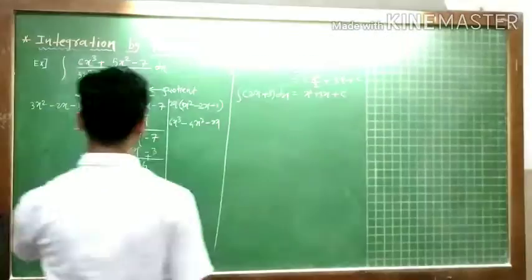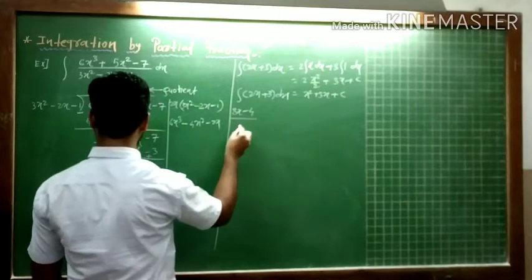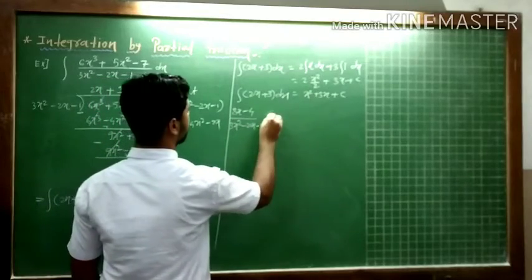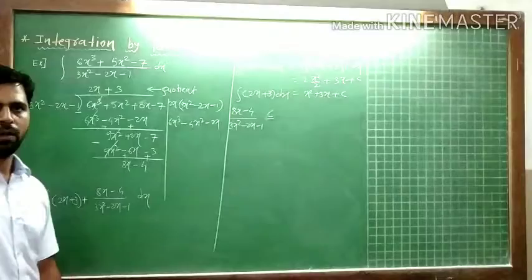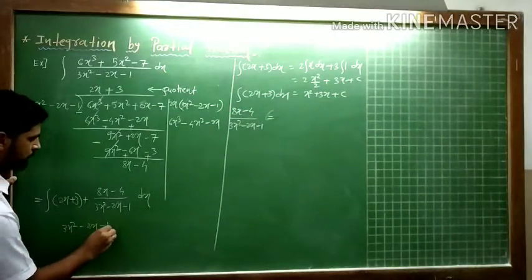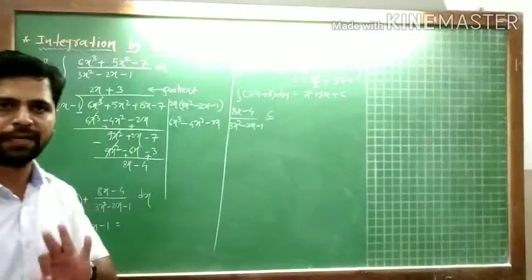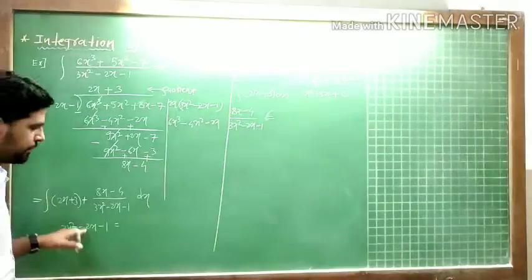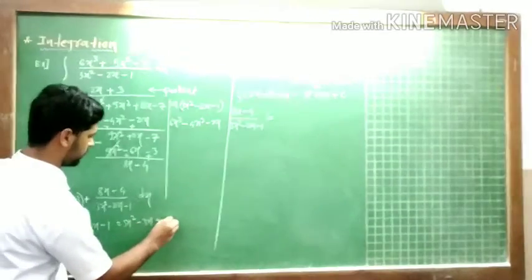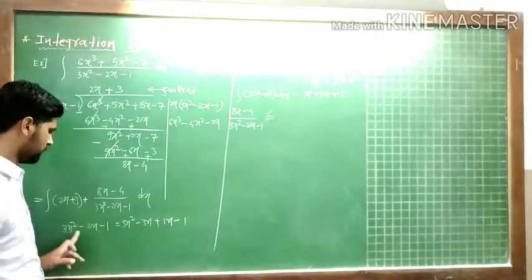Now we have to integrate 8x minus 4 divided by 3x² minus 2x minus 1. This part we have to simplify. Now find two numbers for 3x² minus 2x minus 1. 3 into minus 1 is minus 3. Find two numbers whose product is minus 3 and whose sum is minus 2. What are those numbers? Minus 3 plus 1 is minus 2, and minus 3 into 1 is minus 3.